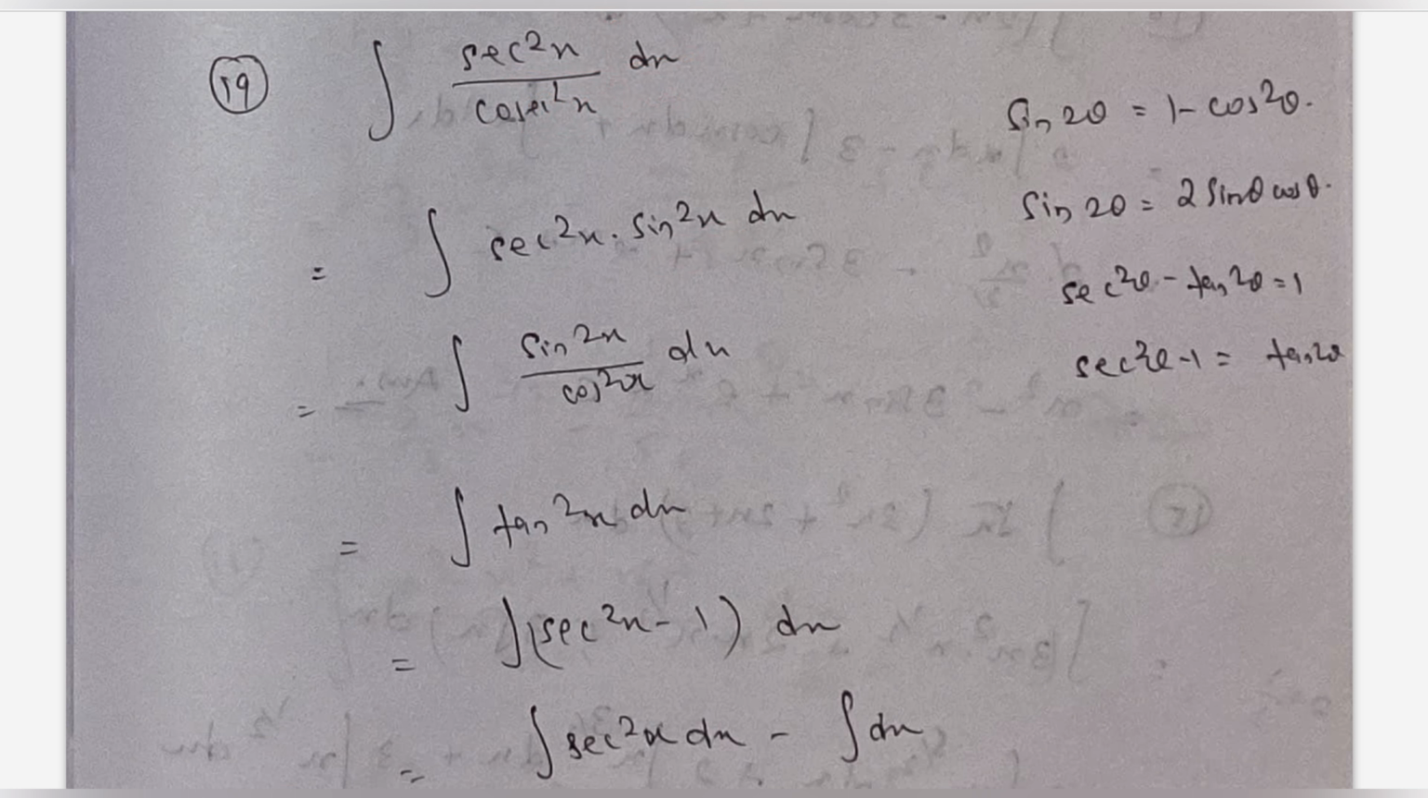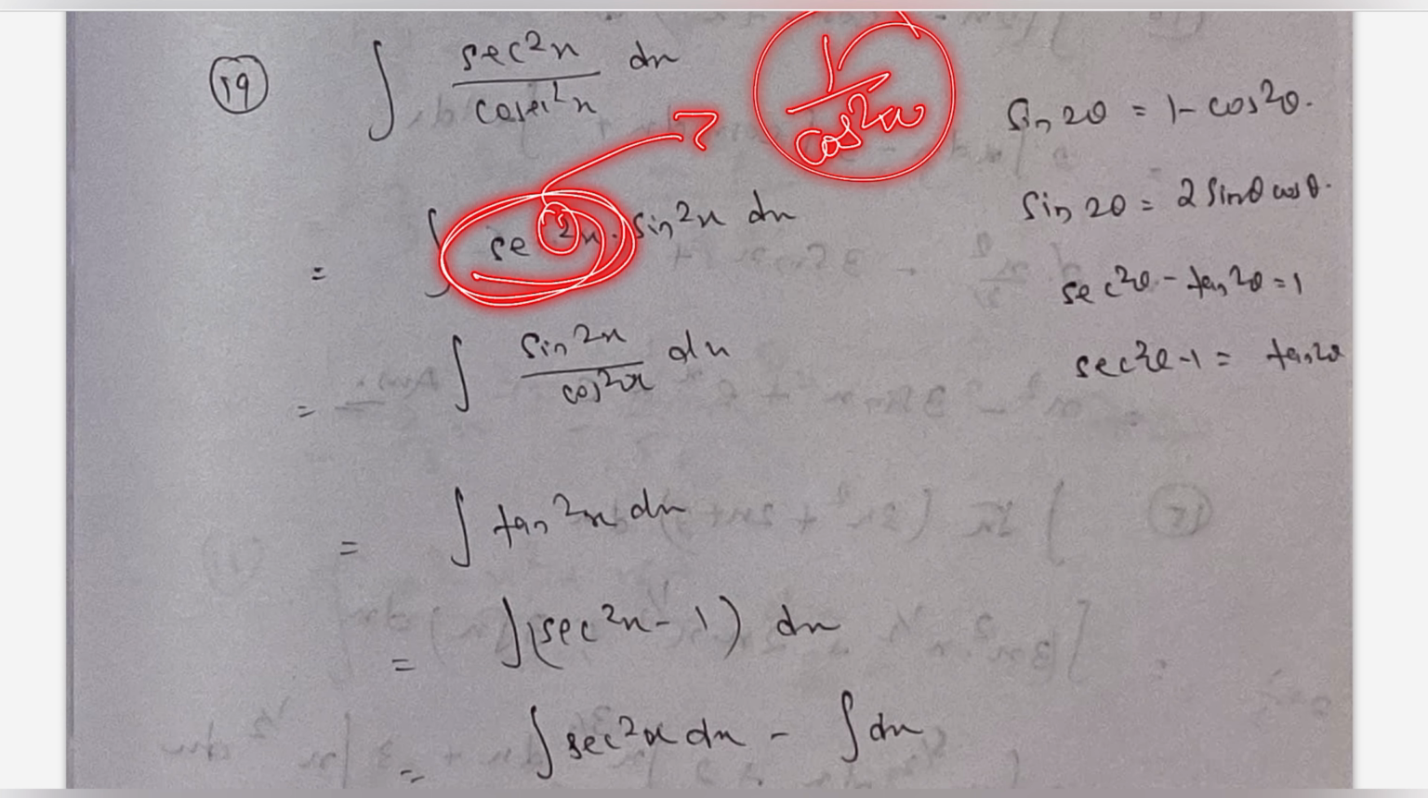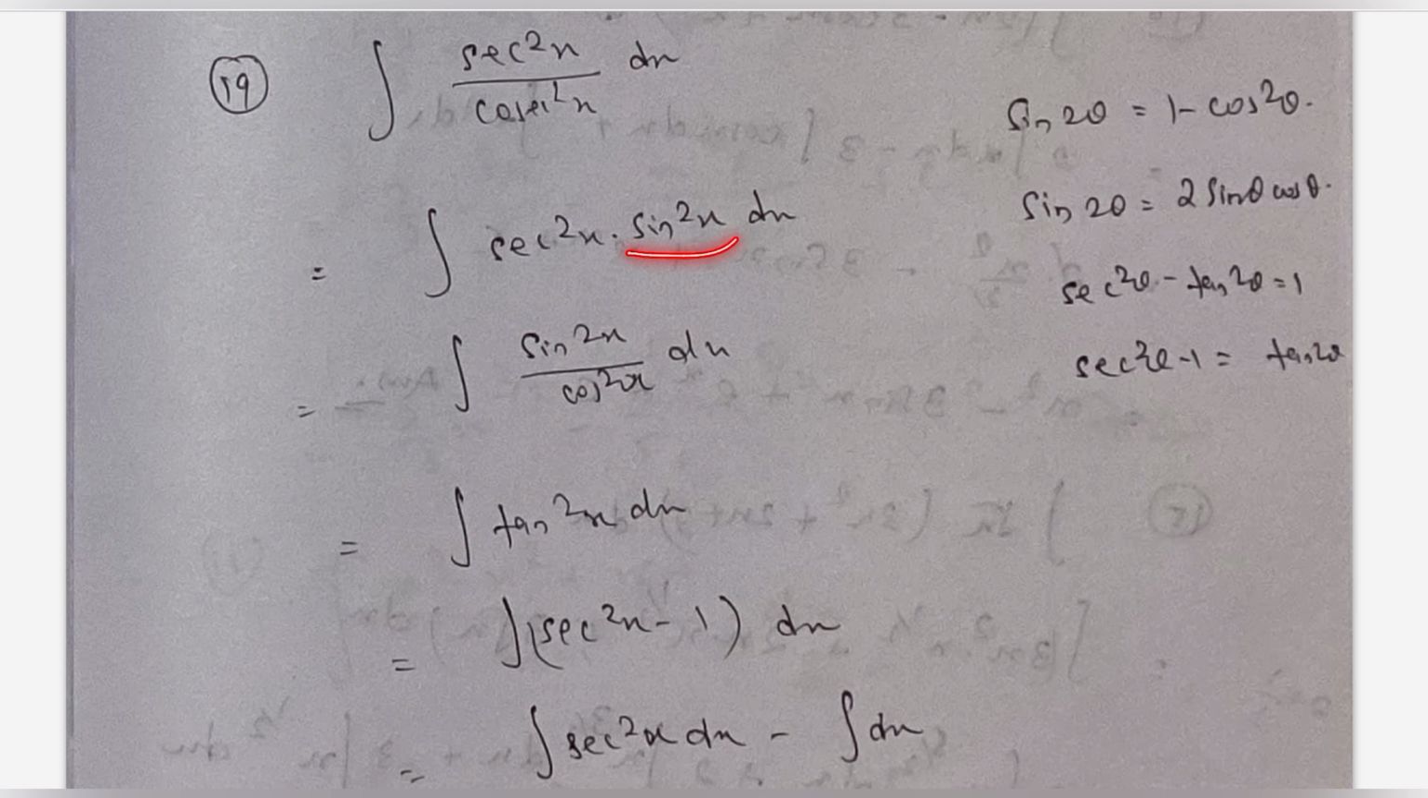Now this sec square I can change into 1 by cos square, because this is also squared, so cos also will be squared. So sec is equal to 1 by cos, that's why sec square x is 1 by cos square x. So here we have sin square x, and then here we can write 1 by cos square x. So this sin square x will be multiplied with 1, so it will be sin square x by cos square x.